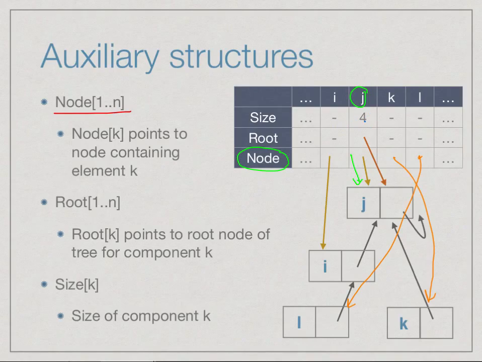So we'll just explicitly keep track of the size of each component. Here it says that the size of this component I J K L is 4 because there are currently 4 elements in it. Right? So we have this node pointer which points to each element in the set, which node currently contains that element. We have a root pointer which tells us for each component which is currently active in our partition, the root of that partition. And then we have the size which tells us the size of each component.